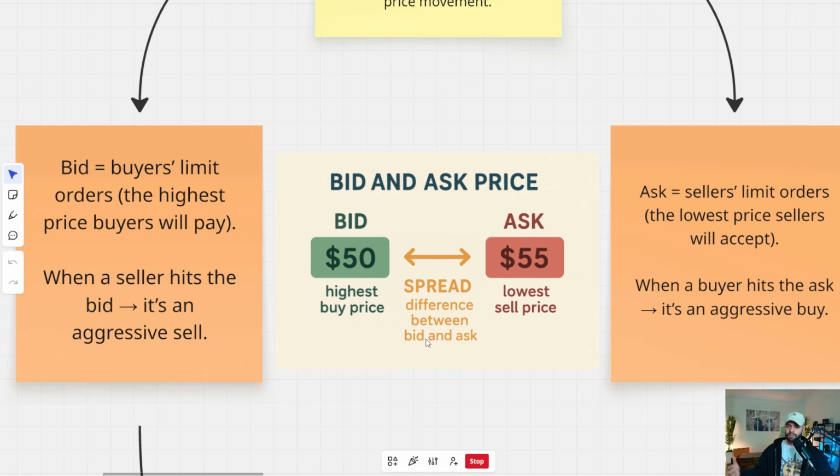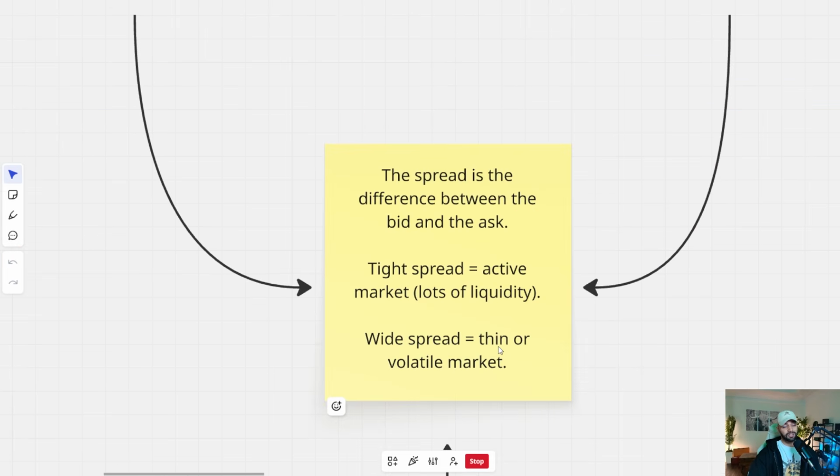Now, if you're trading ES and NQ, you don't have to worry about the spread. It's usually super tight, like no margin. But if you're trading something with a wider spread, it means a thin or volatile market. A tight spread means an active market with lots of liquidity. That's basically what it is. So we don't really care about spread because we trade a very, very liquid instrument.